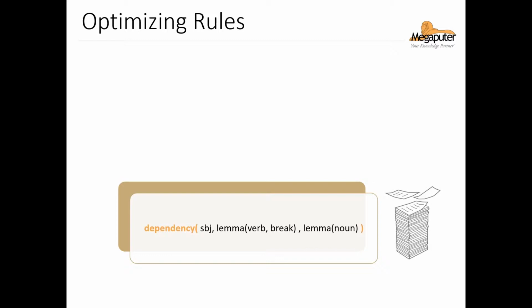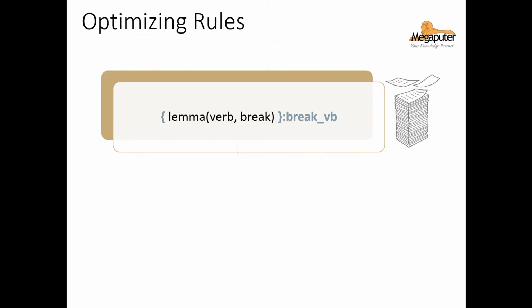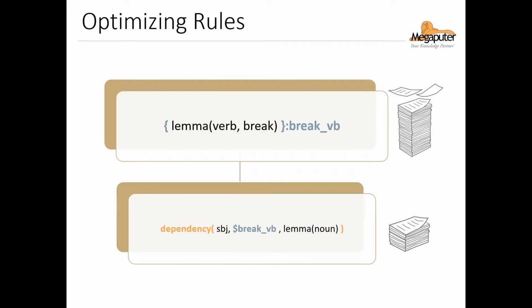For example, let's say you want to use a dependency function to find all the nouns that are subjects of the verb break. If you do this directly in a single rule, it will run the function dependency on every single document in your dataset, which ends up being very time-consuming. It would be much faster if you could first limit that search to only the documents you know might be talking about broken things. So running a fast function like this one on all the documents will eliminate as many records as possible. Then when you run the more time-consuming function, it doesn't have to go through as many records. Clearly, this is much, much faster.